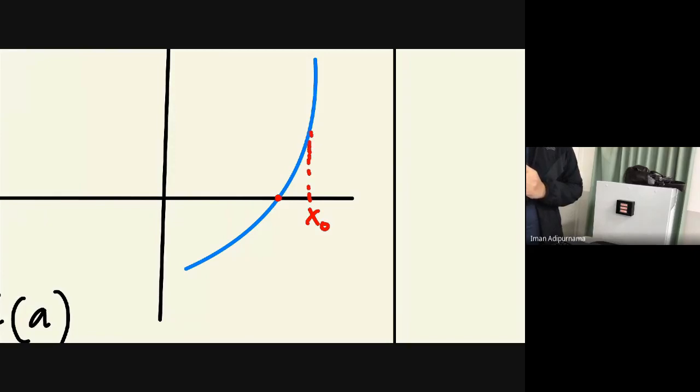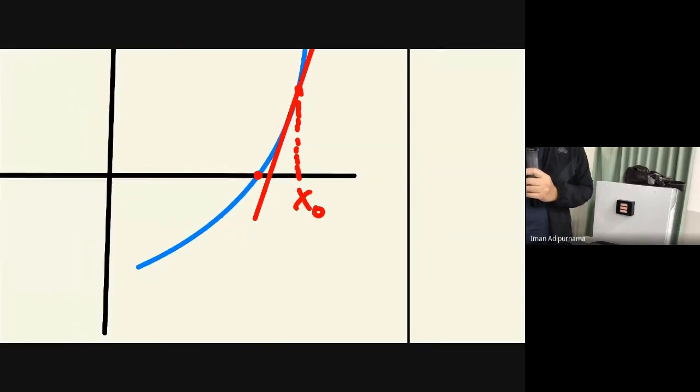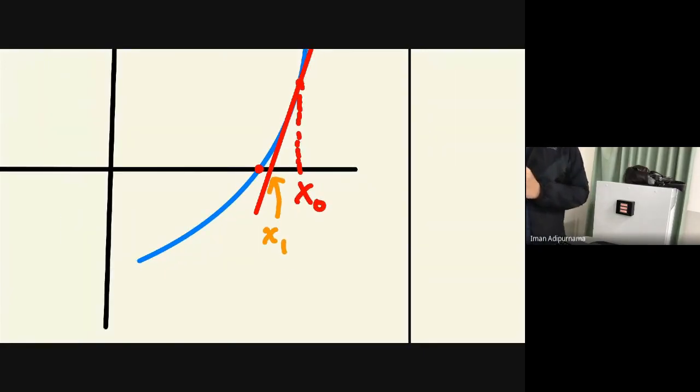We are approaching x naught to the curve, and then we make a tangent line, and it's crossing this. So I will call this x1. As you can see, x1 is getting closer to our red dot, and you can make it closer if you want.